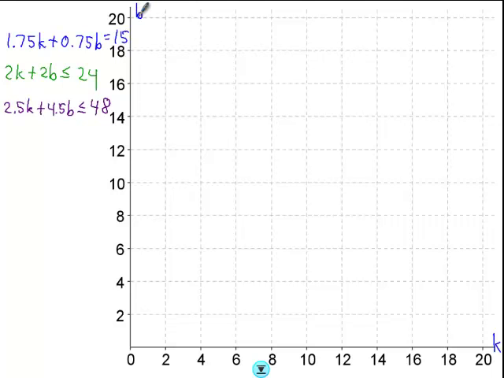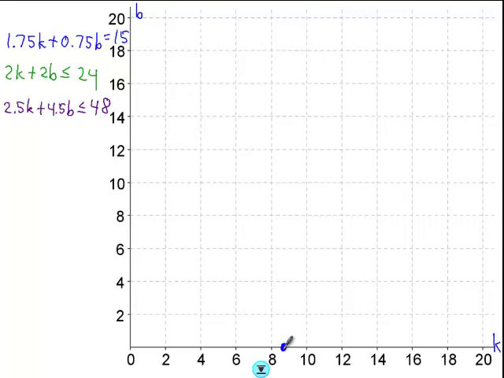All right, let's see how much cake we can make if he made no cobblers. So we're going to ignore this. And we're just, 1.75K equals 15. Well, let's divide 15 by 1.75. And so if all he made were cakes, then he can make about 8.5 cakes. This is not exact, but that's okay.